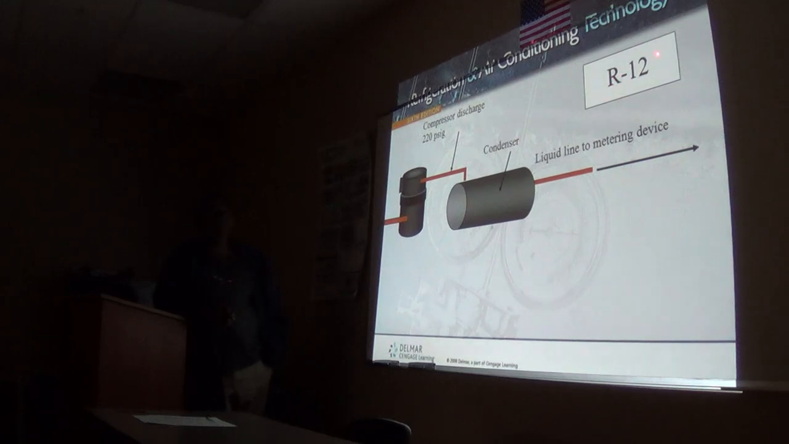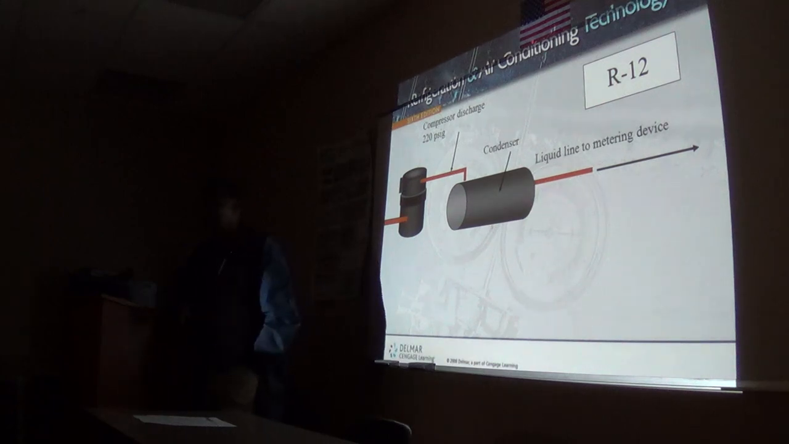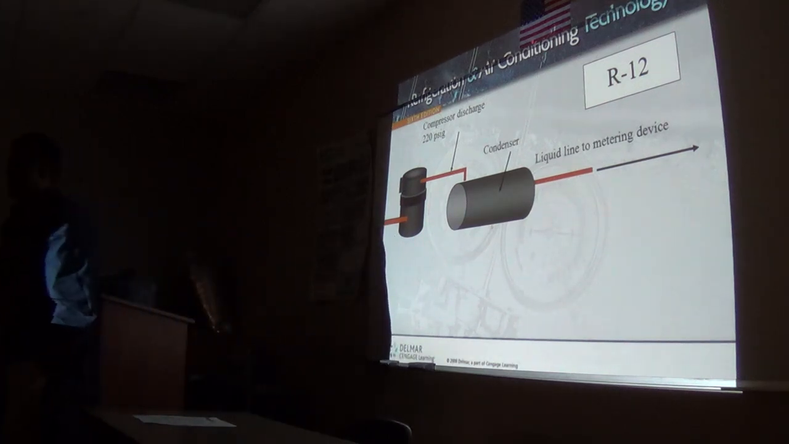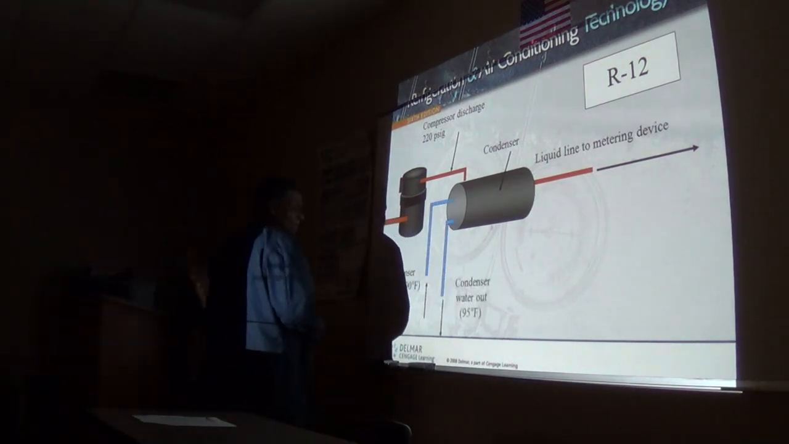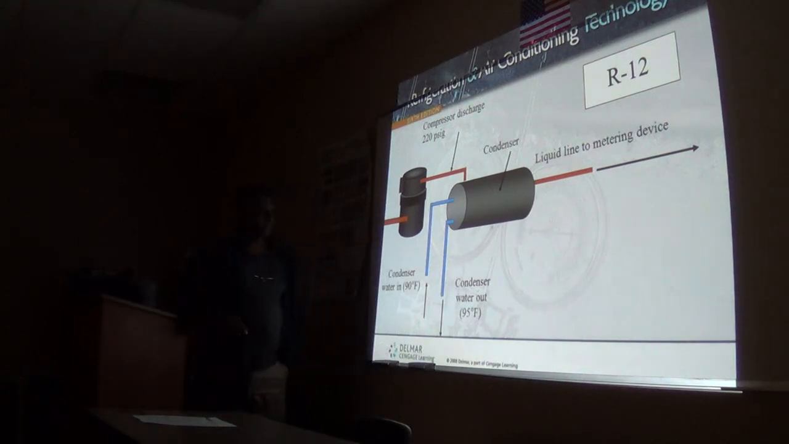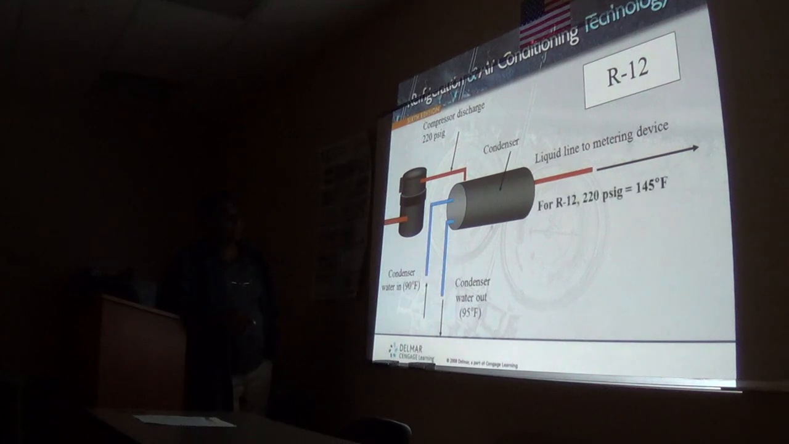R134a in a refrigeration system, and you're looking at this kind of pressure, like I said, back up. You have a dirty condenser or you're overcharged. Right? So for R12, 220 PSIG, 145 degrees.